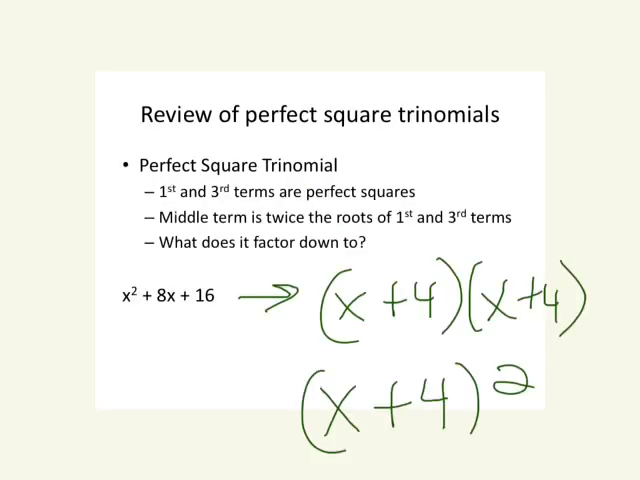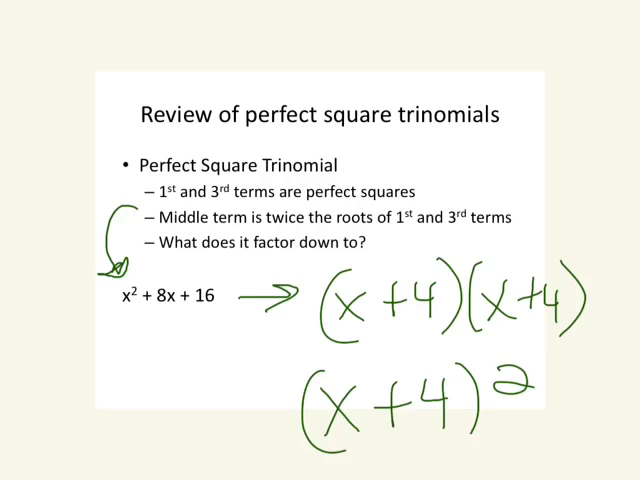First thing we need to do here tonight is to review a perfect square trinomial. A perfect square trinomial is when the first and third terms are perfect squares, and the middle term is twice the roots of the first and third terms. So down here we have an example of a perfect square trinomial. The first term and the third term are perfect squares, and the middle term is twice the roots.